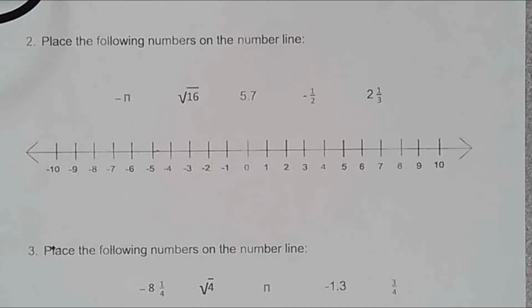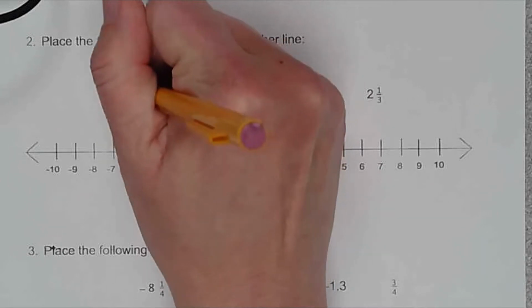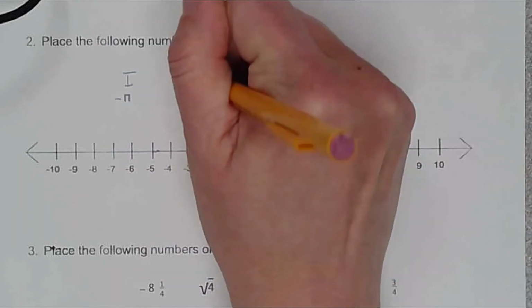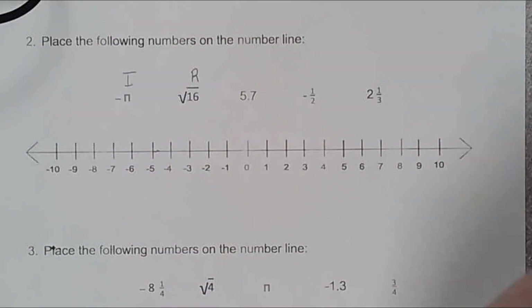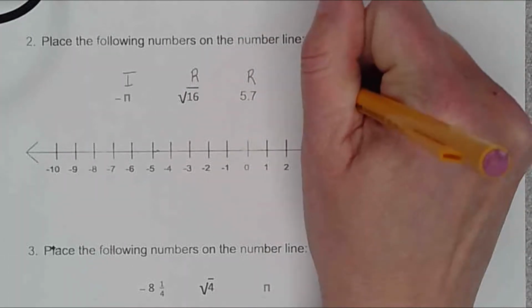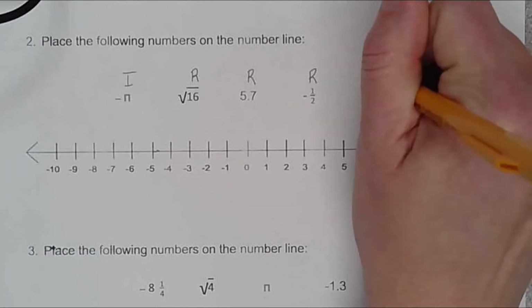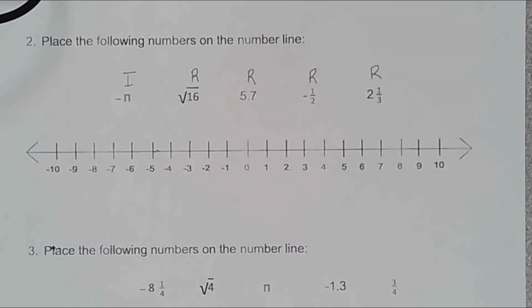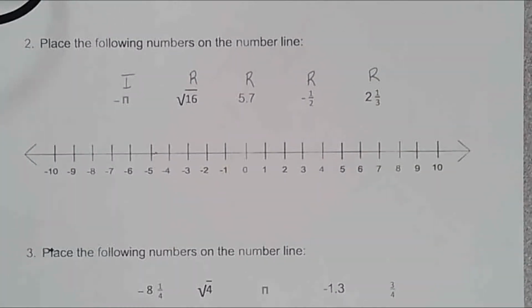Okay, the other thing that we should do is label if they are rational or irrational. This one is irrational. Rational because it's a perfect square. Rational because it ends. Rational because it's a fraction. Rational because it's a fraction. The reason why I'm doing this is because on your Performance Matters test or on your upcoming test, it may have you sort them according to rational or irrational and then place them on the number line.